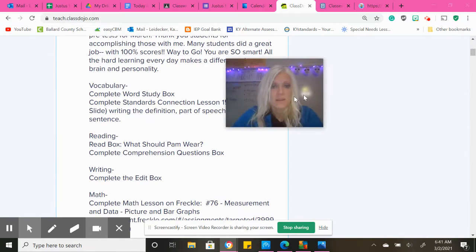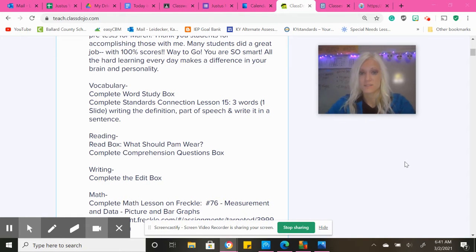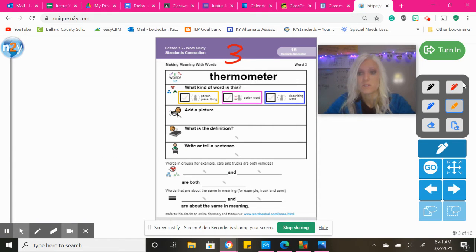Now, again, I'll explain. We don't have to do that whole box. We are just going to be writing the definition. So you can Google the definition, copy and paste, and we're choosing the part of speech, whether it was a verb, which is action, an adjective, which describes, or it's a noun, person, place, or thing, and write it in a sentence. So you will do, what kind of word is it? Thermometer. Is it a person, place, or thing, a noun? Is it an action word, a verb? Or is it a describing word, an adjective? Then you will write the definition and then write it in a sentence. Okay? Just those 3 things you will do.